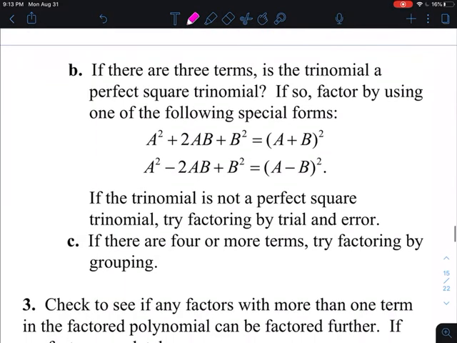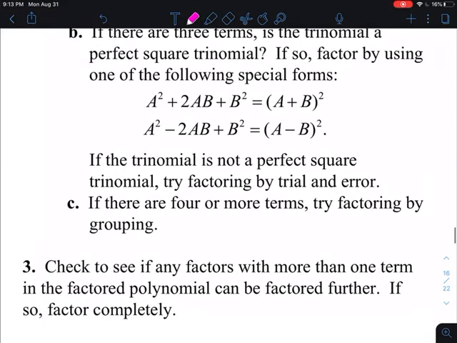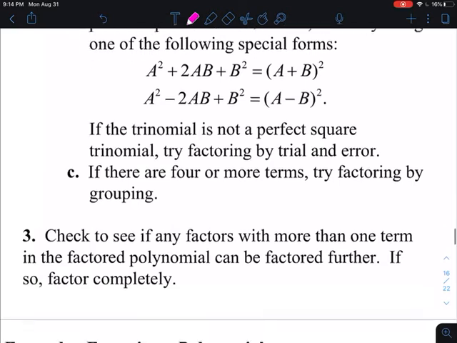It says if the trinomial is not a perfect square trinomial, try factoring by trial and error. Part C says if there are 4 or more terms, try factoring by grouping. Step number 3, check to see if any factors with more than one term in the factored polynomial can be factored further. If so, factor completely. Sometimes they like to trick you where you simplify something down and it leaves you with one of those special cases, like you have a 2-term binomial, but it falls into one of those special cases that you need to take one step further. So always double check that.